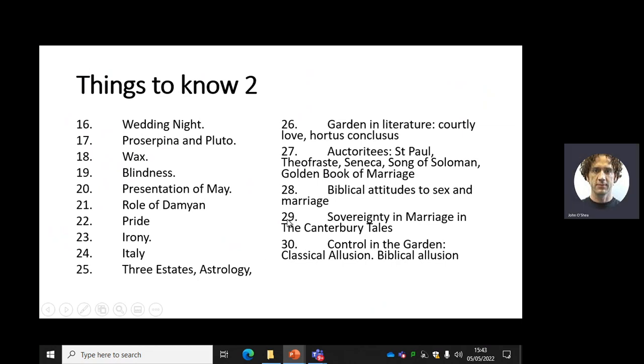We've talked about how there's a marriage group of tales. You should have an awareness of them. The Miller's Tale, the Clerk's Tale, the Wife of Bath's Tale, and the Merchant's Tale are all really about marriage. And so they are commentary on marriage. Some are good wives and some are not.